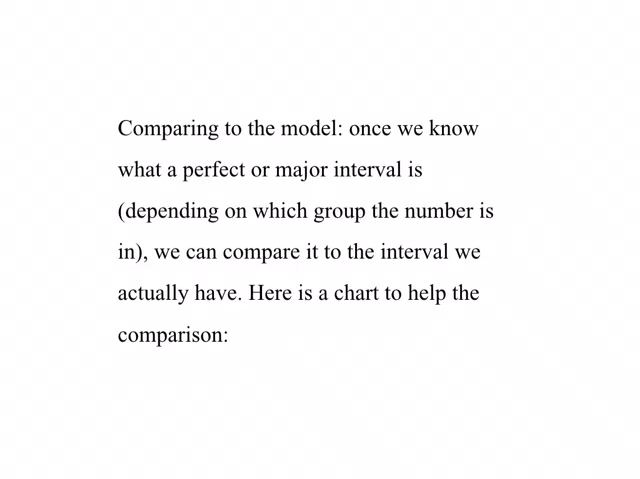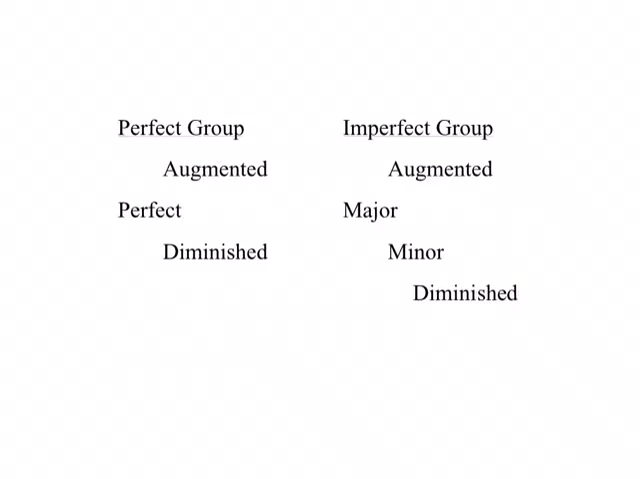So now we have our model interval, the perfect or major interval. Now that we know what that is, we can compare it to the interval that we actually have. And here's a chart that'll help the comparison. If we know the perfect interval, the augmented interval is a half step wider. The diminished interval is a half step narrower. Let me show you an example.